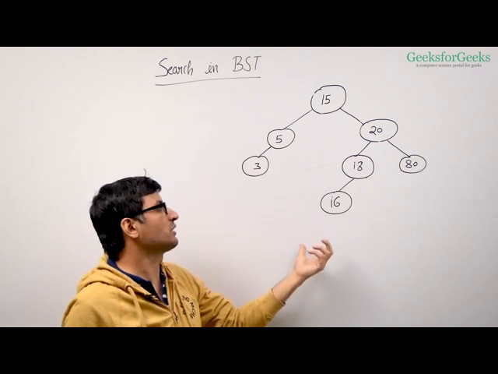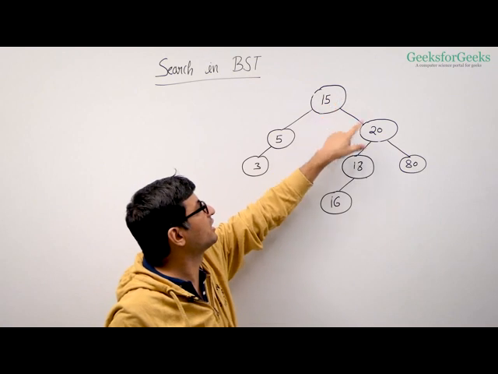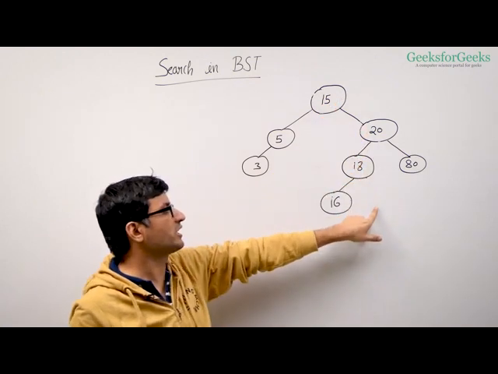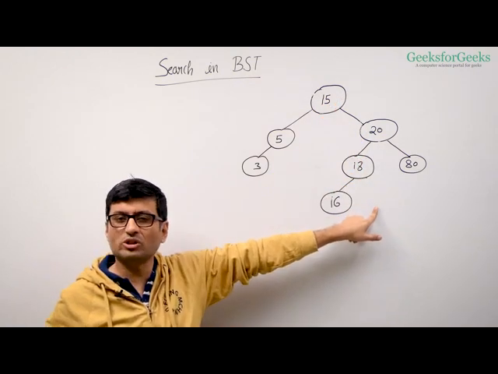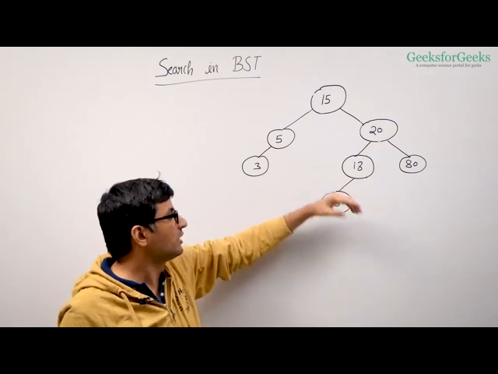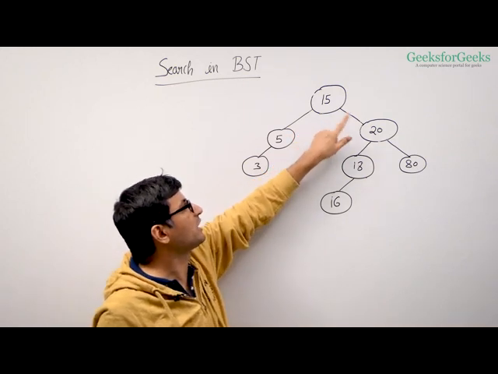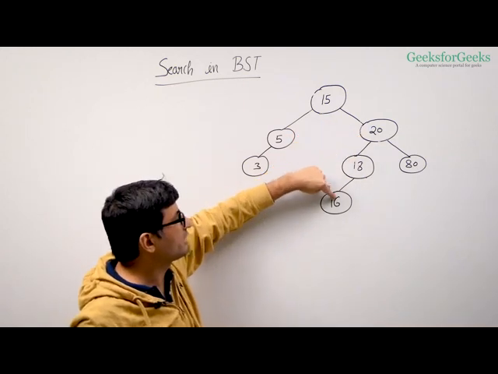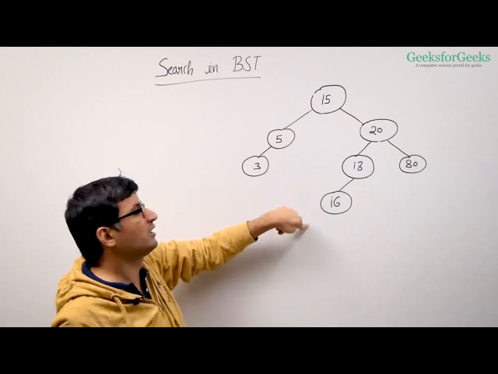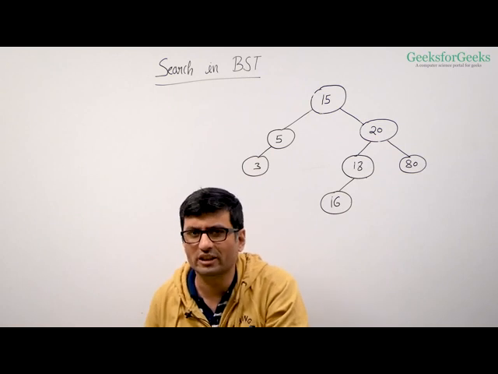If you're searching for something like 19, then you will come here, then here, then here, then you will decide that it's not present. So that's also upper limited by height. If you're searching for something like 15.5, then you will come here, here, here, and here, and then you will decide that it's not present. So you're traversing exactly one extra than height, right?